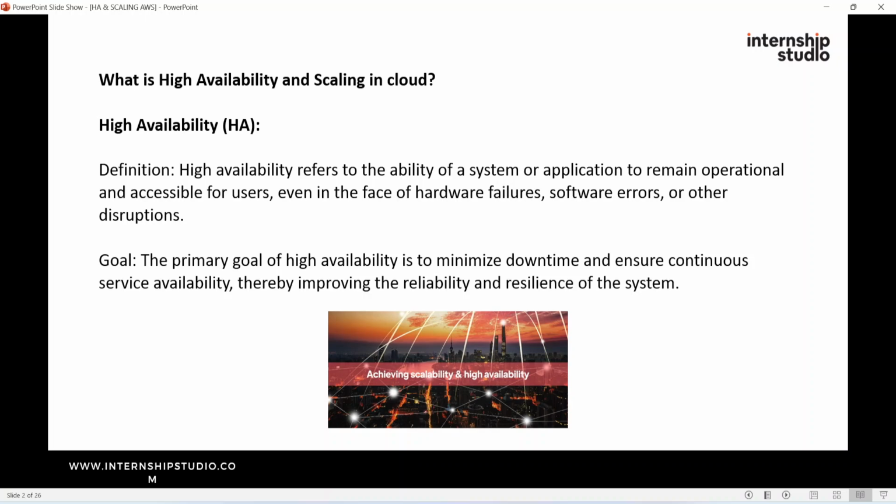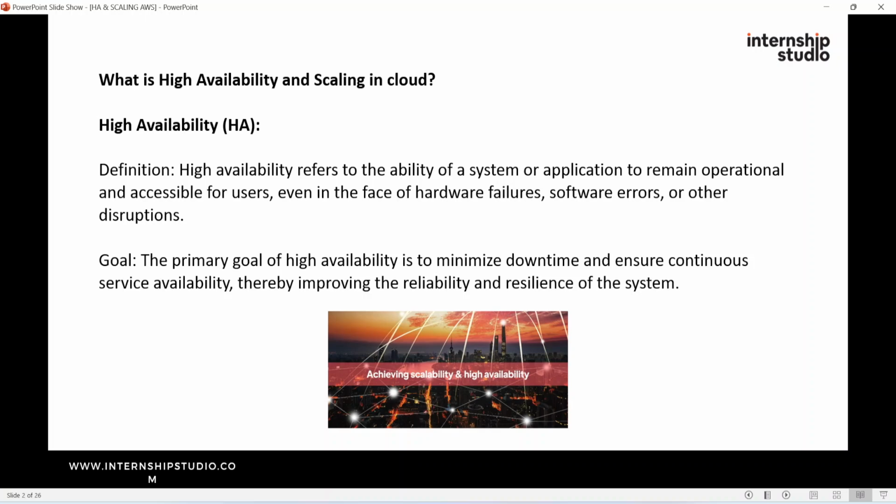So first we need to understand high availability. Imagine you are hosting a grand event, let's say a music festival, and you want to ensure that the show goes on seamlessly without any disruptions. High availability in the cloud can be likened to the meticulous planning and backup systems you put in place to guarantee that the festival runs smoothly, regardless of any unforeseen challenges.